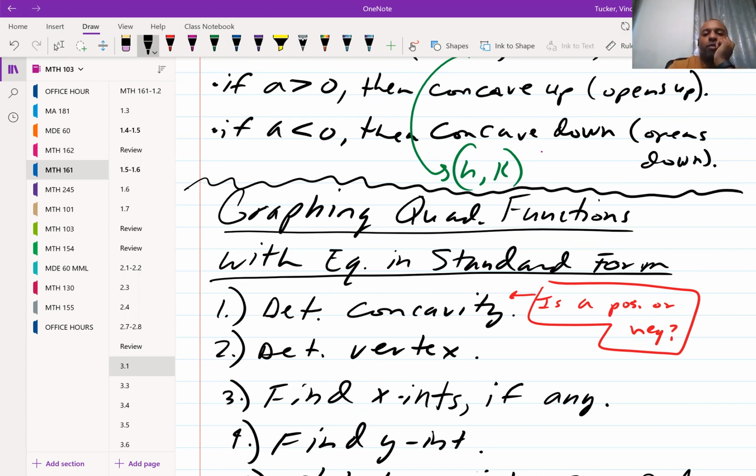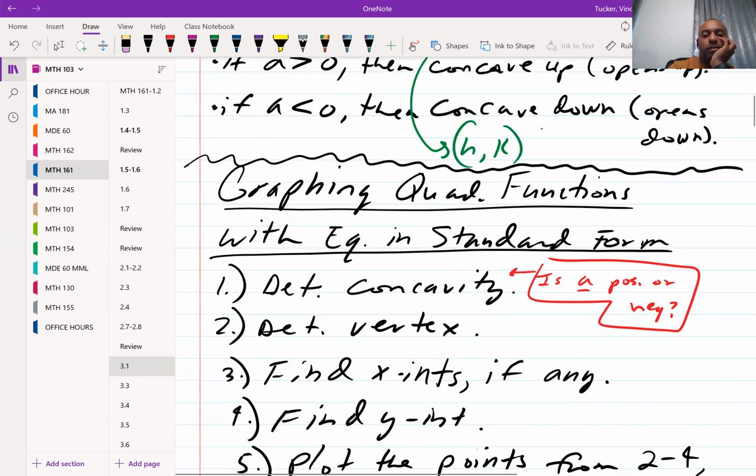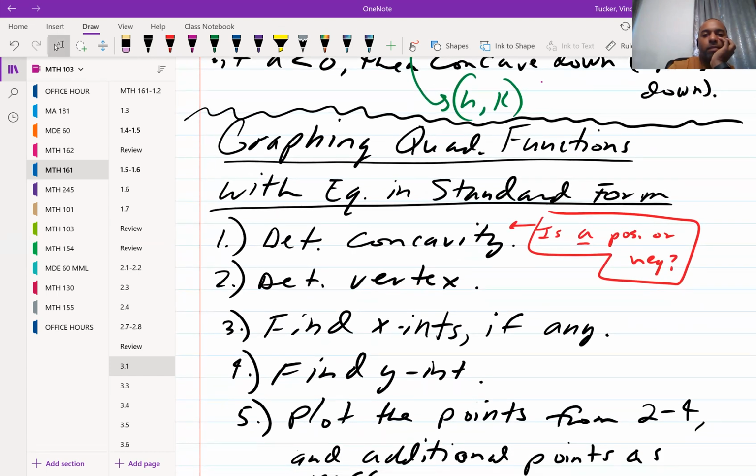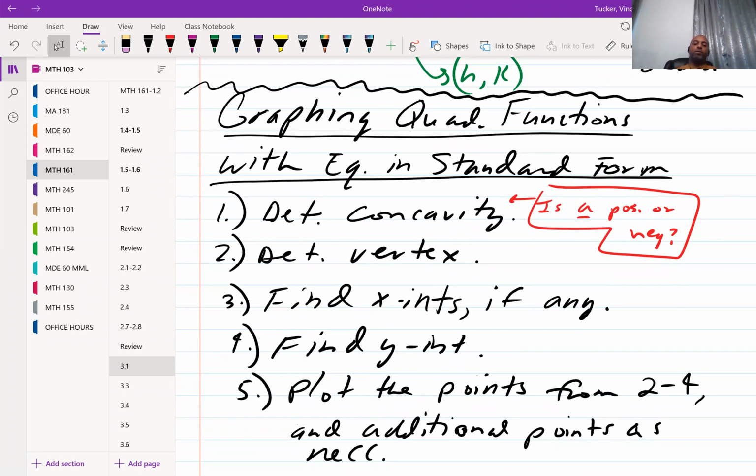All right, so the next thing is graphing quadratic functions with the equation in standard form. Step 1: determine concavity. Is a positive or negative? We're talking about that letter a, which we were just talking about up here. That will determine your concavity, whether it opens up or down. Step 2: determine your vertex. Step 3: find x-intercepts, if any. Step 4: find your y-intercept. Step 5: plot the points from steps 2 through 4, and then additional points as necessary.